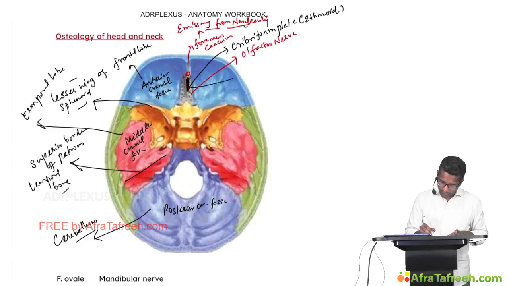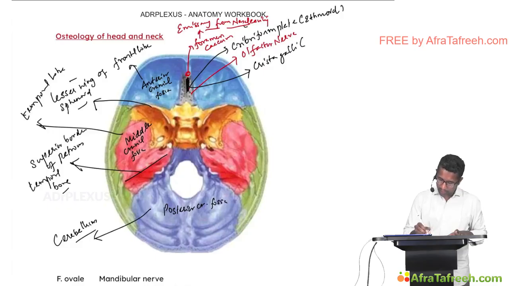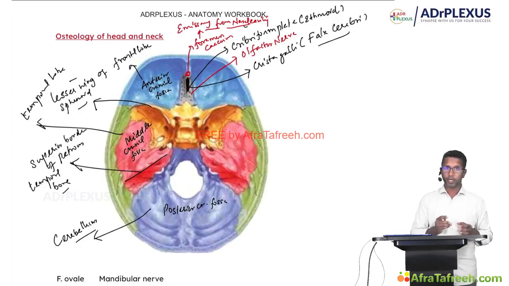So what is this? This elevation what you see is called a crista galli, and this crista galli gives attachment for the anterior end of the falx cerebri. I hope you know what is called a falx cerebri.